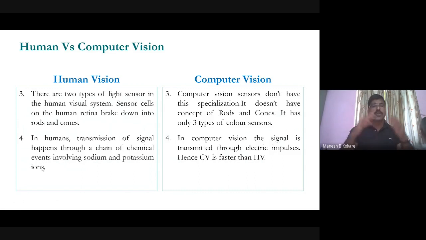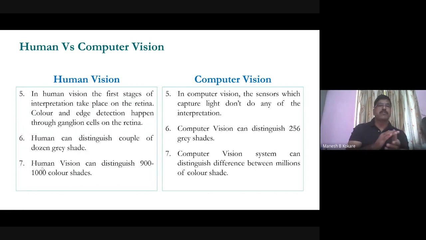So that is the fourth difference between the human vision system and the computer vision system. The fifth difference is that in the human vision system, the first stage of interpretation takes place at the retina. For example, color detection and edge detection happen in the ganglion cells of the retina. It means mid-level image processing can be done in the retina itself.